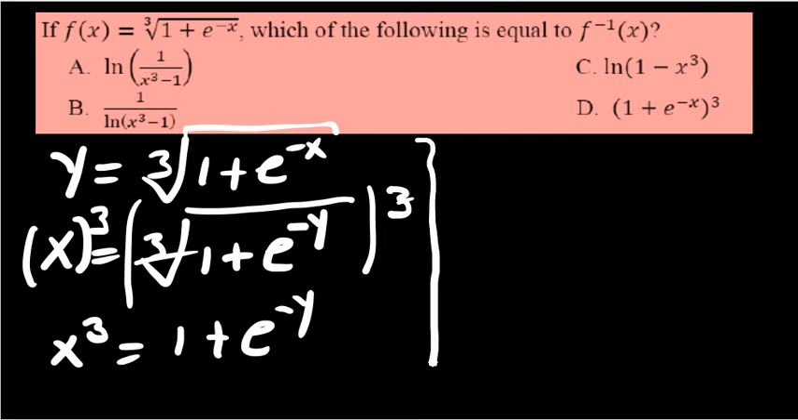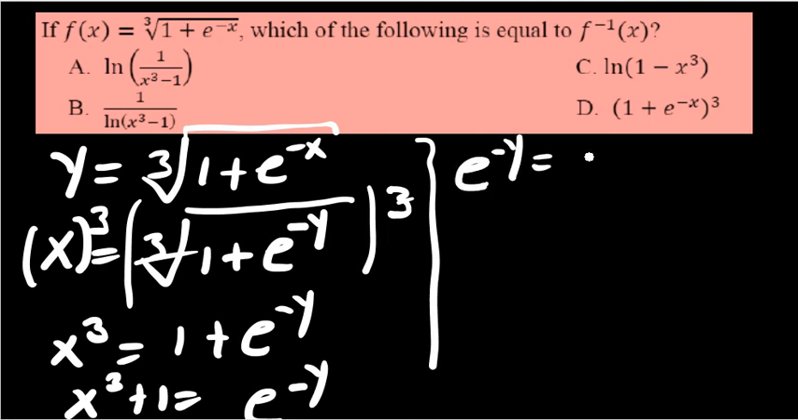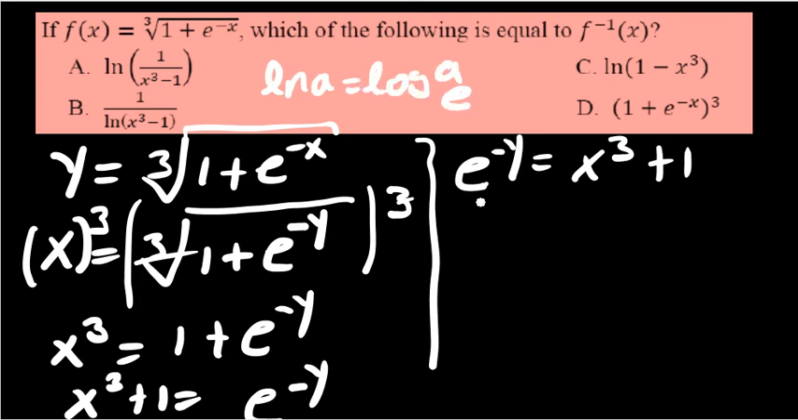The next step, shift the 1 to the other side. So x cube minus 1 is equal to e to the power of negative y. So we are here now. E to the power of negative y is equal to x cube minus 1. Therefore, since y is still in the exponent of e, we need to take ln of both sides. Ln means natural logarithm. For example, ln of a is the same as logarithm of a to the base e. So we take logarithm with base e on both sides.